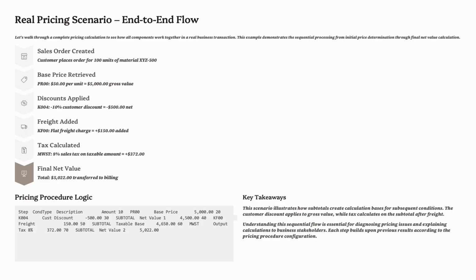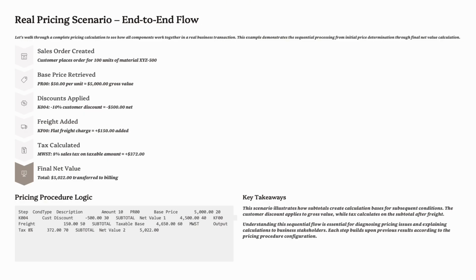4. Freight charge, KF00 or ZFRT. Freight conditions appear based on material group, shipping point, or pricing rules. The freight is added to the subtotal. 5. Tax calculation, MWST. SAP determines the tax rate using customer tax classification, material tax classification, and country tax rules. Tax is applied to the correct subtotal, not just the base price.